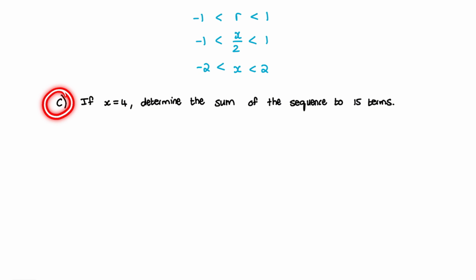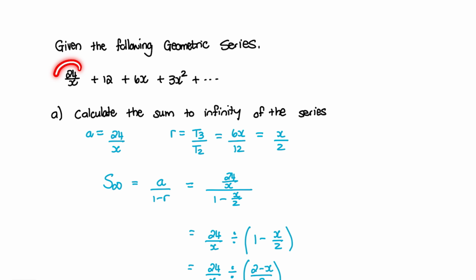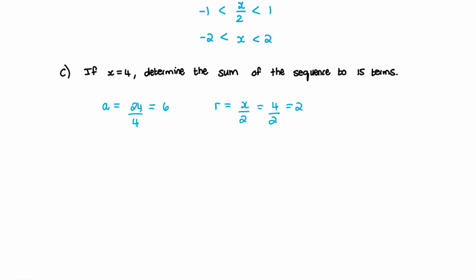The third question says, if x is equal to 4, determine the sum of the sequence to 15 terms. So now they are changing the question slightly. It's no longer a sum to infinity, but they give us x is equal to 4. So in our original question, we had 24 over x as our first term, so that represents our a value, and our ratio is x over 2. So let's use that information.